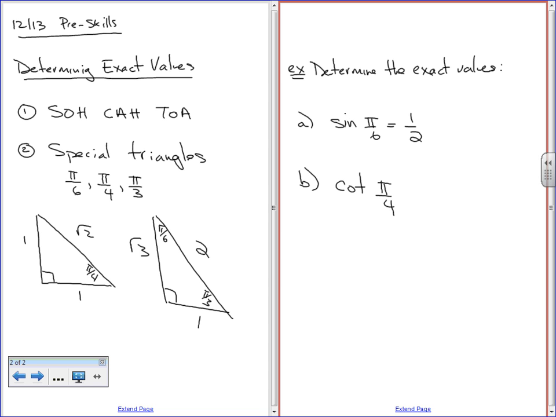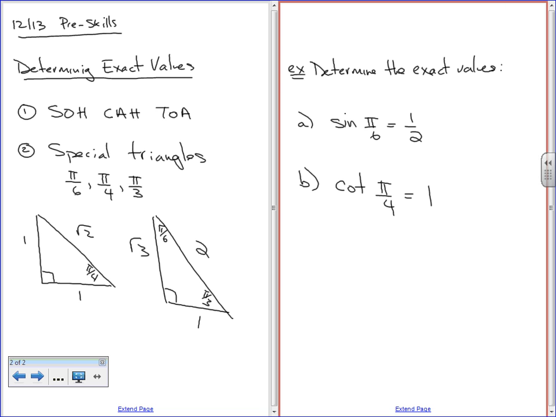The cotangent of pi over 4. So here's pi over 4. The cotangent is the reciprocal of the tangent. So it's the adjacent side, which is 1, over the opposite side, which is 1. So 1 over 1 is 1. So determining the exact values for trig ratios using these three special angles is just a matter of knowing SOHCAHTOA and reading off these triangles. Any questions with that? Okay.